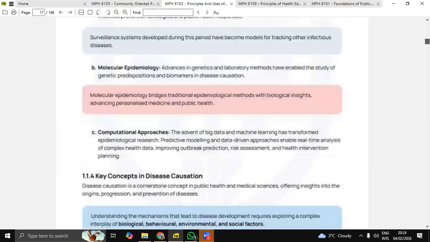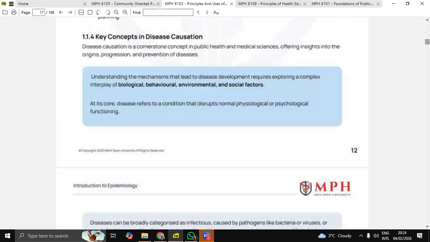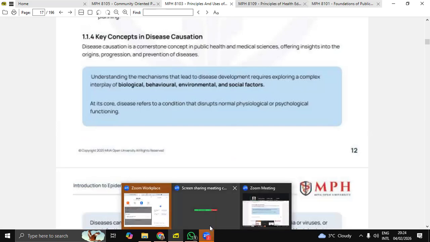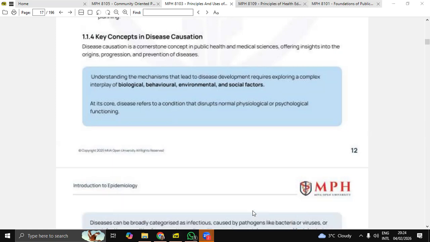Okay, so the next concept we're going to look at is the concept of disease causation. That's the next thing that we are going to look at. The concept of disease causation.